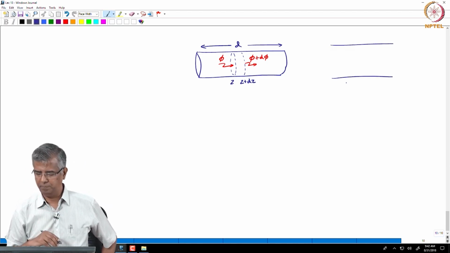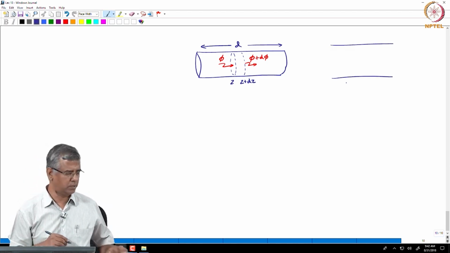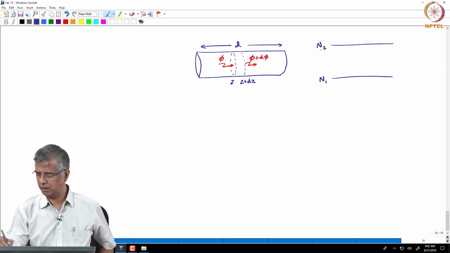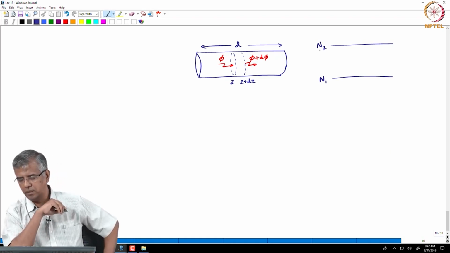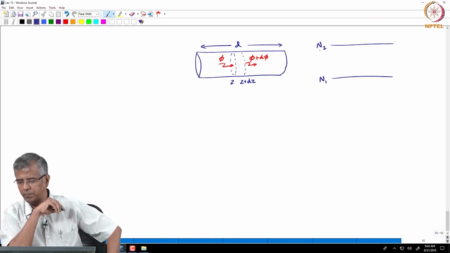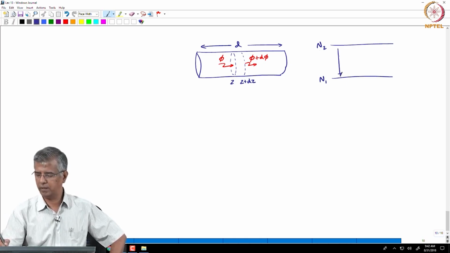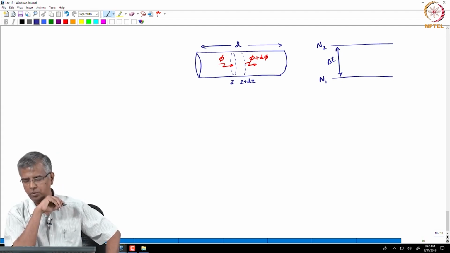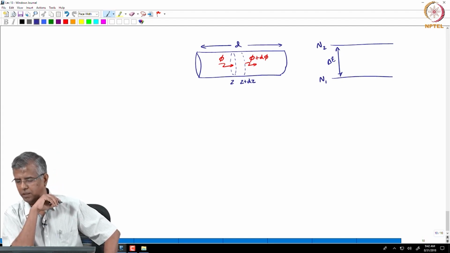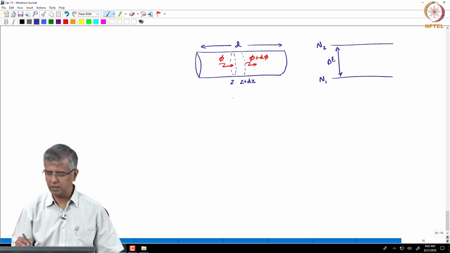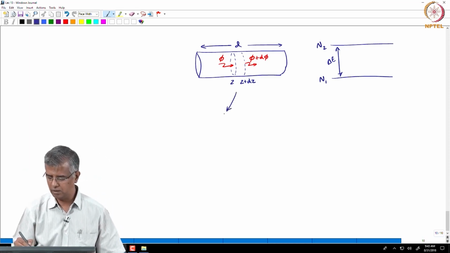So, this is the picture we want to look at, and of course it corresponds to, let us say, this gain medium is an atomic system. It is a 2-level atomic system with N1 corresponding to the number density in the lower energy level and N2 corresponding to the number density in the higher energy level, and delta E corresponding to the energy difference between the two levels. Okay. So, let us track what all is happening over here.